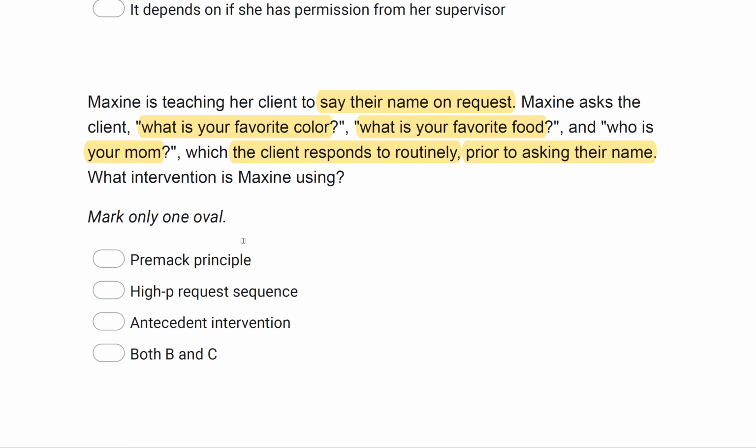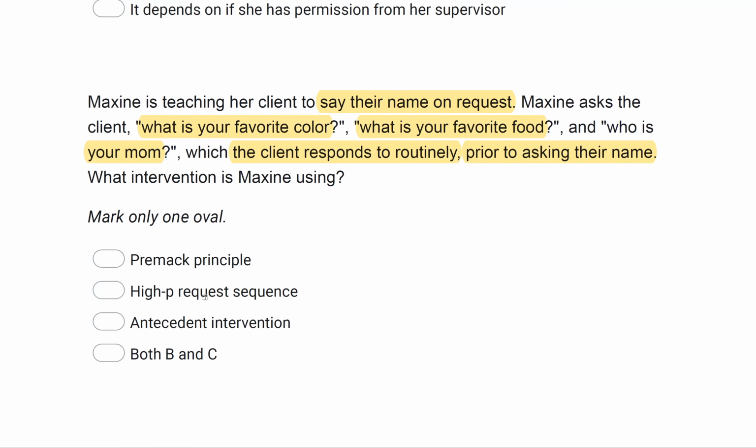So what intervention is she using? Well, the high P request sequence. Remember, the Premack principle is almost the reverse. With the Premack principle, you're requiring the learner to engage in the low probability response, and you're using the high probability activity or engagement as a reinforcer.